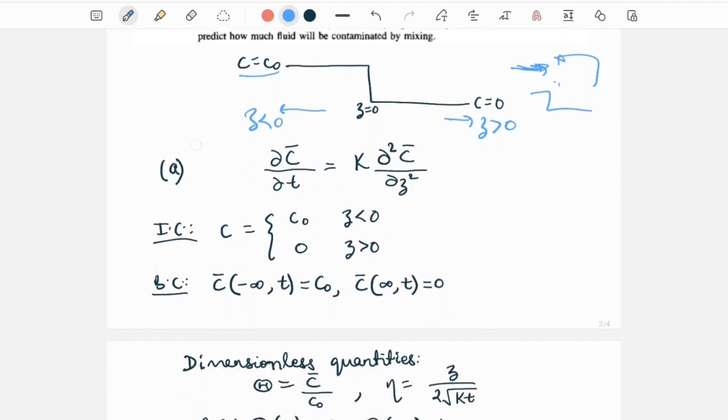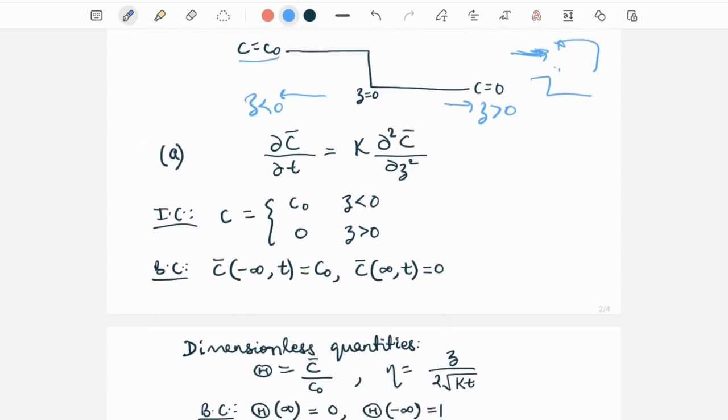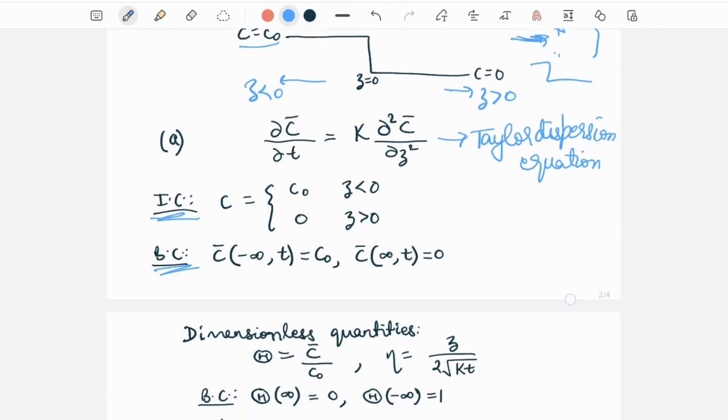So here I've already solved the question because it's a bit long. It starts with this schematic of how the step looks. So first we have the concentration step at C0, which is for z less than 0, and then at z equal to 0, we can see that the step goes on and the concentration becomes 0. So for part A, we start with the Taylor dispersion equation, as we saw earlier. And then we have our initial conditions and the boundary conditions.